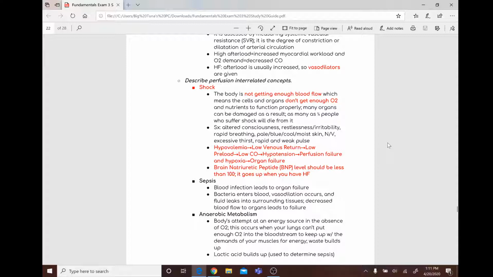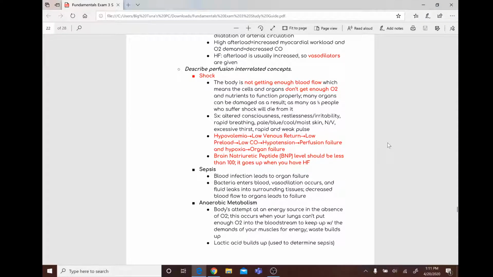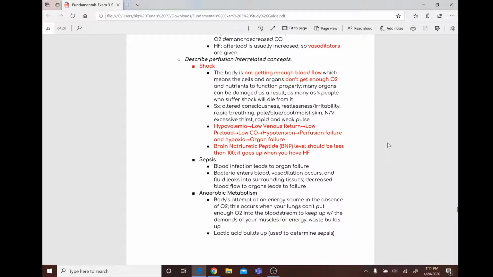What is shock? Not getting enough blood flow, not enough oxygen, so organs will be damaged and potentially die. What are symptoms of shock? Altered consciousness, restlessness, irritability, rapid breathing, pale/blue/cool/moist skin, nausea, vomiting, excessive thirst, rapid and weak pulse.